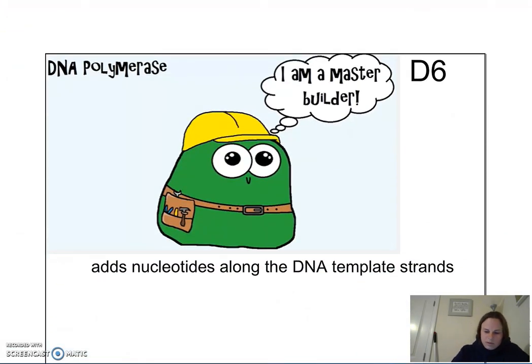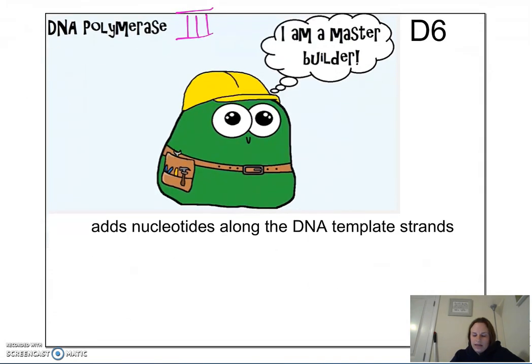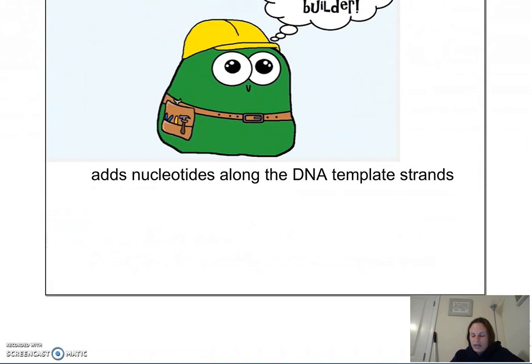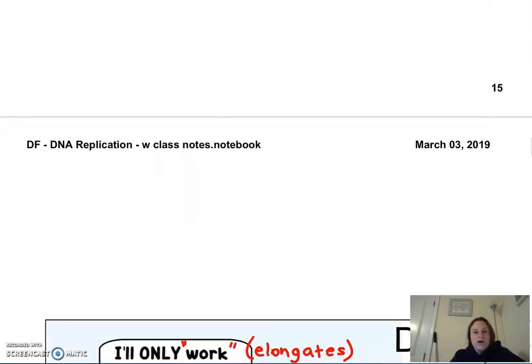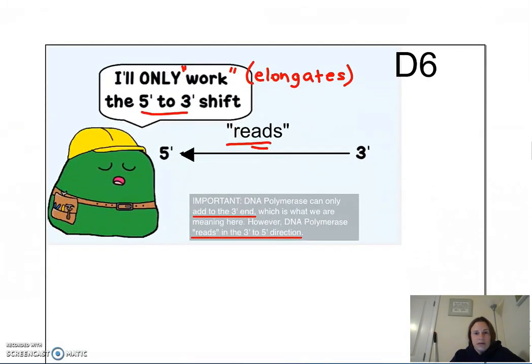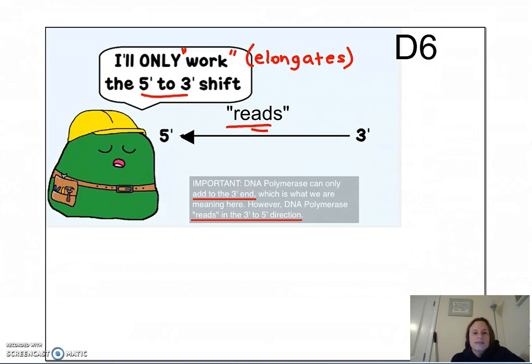DNA polymerase, more specifically DNA polymerase 3, is known as the master builder, so to speak. DNA polymerase 3 is going to add nucleotides along the DNA template strands, and it adds those nucleotides according to Chargaff's base pair ruling. Now, once again, DNA polymerase 3 elongates in the 5' to 3' direction. It reads in the 3' to 5' direction.